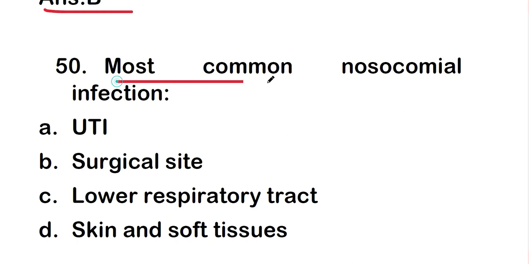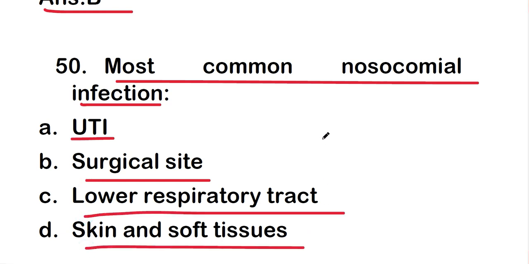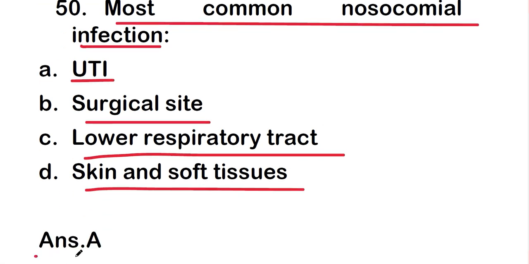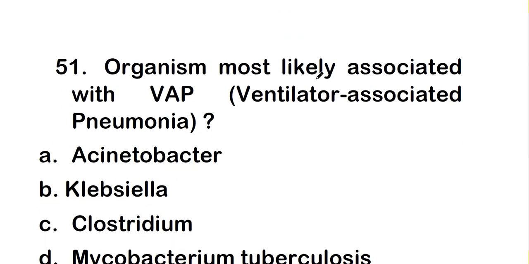It is most common nosocomial infection is UTI, or surgical site, or lower respiratory tract, or skin and soft tissues, and the right answer is option A, that is UTI, that is urinary tract infection. Okay, so most common nosocomial infection is UTI. So move on to the next one.